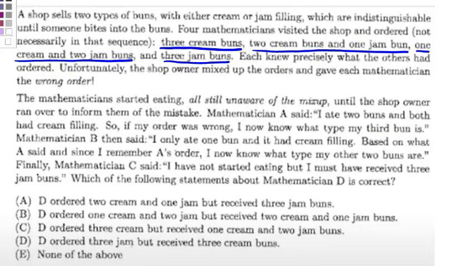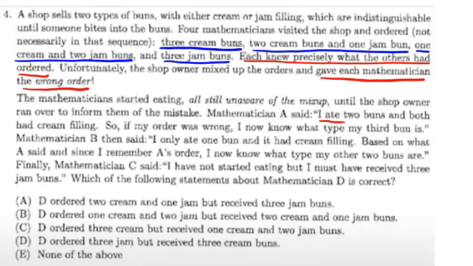So this one is important. Let me underline the things that are important. Each knew precisely what the others had ordered. Unfortunately, the shop owner mixed up the orders and gave each mathematician the wrong order. It is also important. The mathematicians started eating, all still unaware of the mix up, until the shop owner ran over to inform them of the mistake.